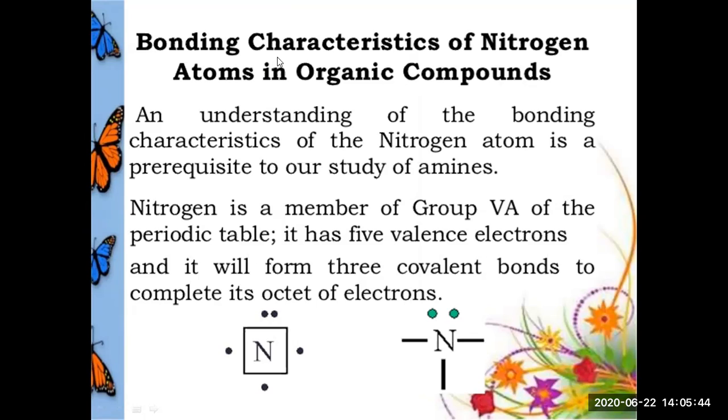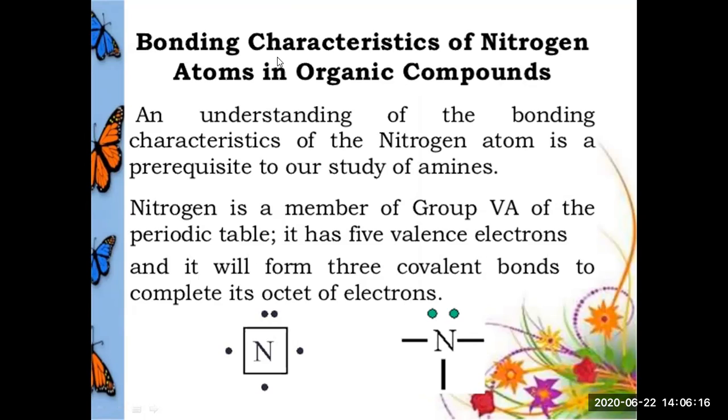Bonding characteristics of nitrogen atoms in organic compounds. An understanding of the bonding characteristics of the nitrogen atom is a heuristic prerequisite to our study of amines. Nitrogen is a member of group 5A of the periodic table. It has 5 valence electrons and it will form 3 covalent bonds to complete its octet of electrons. So it's very simple.